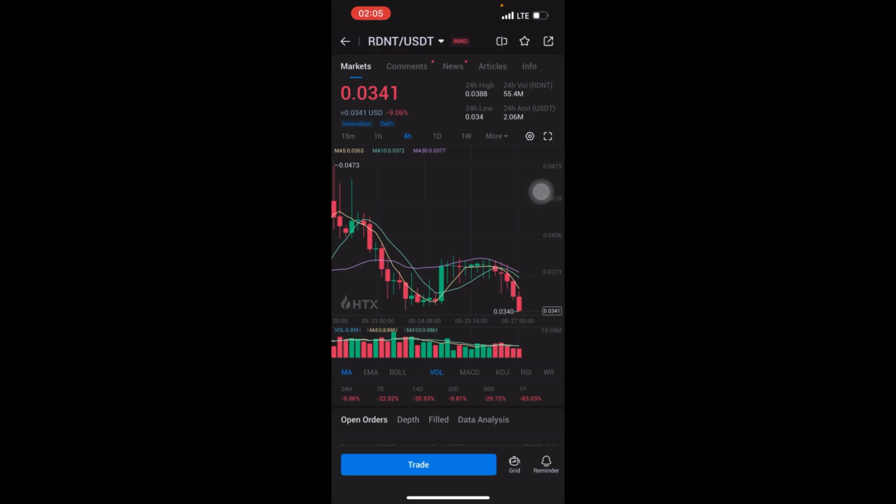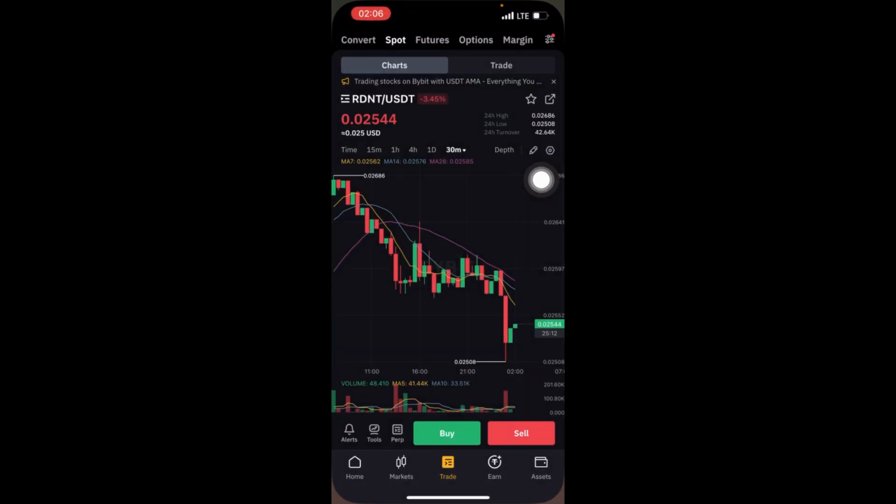Over here, the market volume for RDNT is 55.4 million for 24 hours. Bybit over here too.